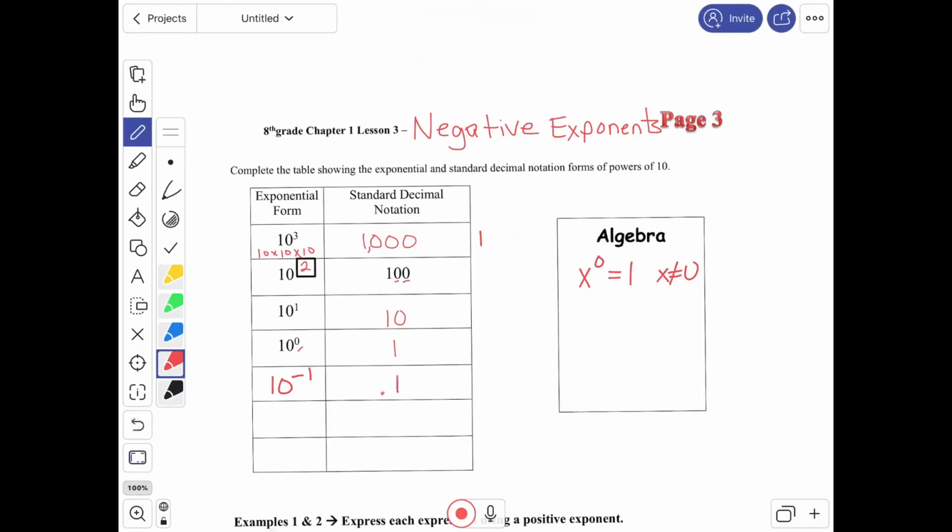So 10 to the negative 1 would be 0.1, or 1/10. 10 to the negative 2 would be 0.01, or 1/100. 10 to the negative 3 would be 0.001, or 1/1,000th.